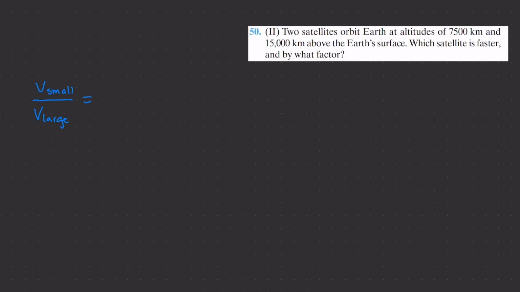The expression, of course, is the square root of big G, mass of the Earth, over the radius, or the radial distance between the satellite and the center of the Earth. So this is going to be the radial distance of the smaller orbit, and I'm going to put this over the same expression, but with the radial distance of the larger orbit.